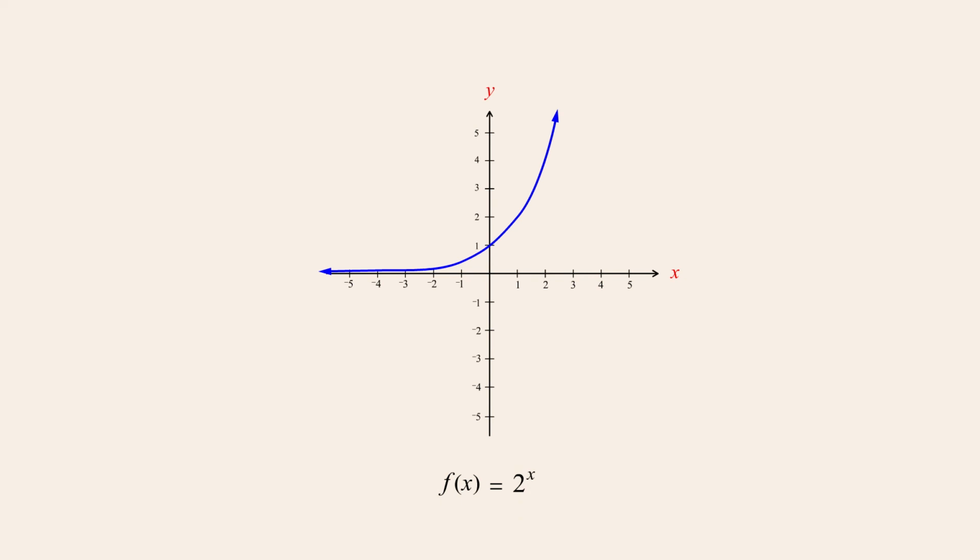Some exponential functions may have a positive or negative constant added to the exponent. For example, consider the exponent x plus 2. Adding 2 to the exponent does not change the graph's shape, but it causes the graph to be shifted 2 units to the left. Likewise, subtracting 2 from the exponent causes the graph to be shifted 2 units to the right.